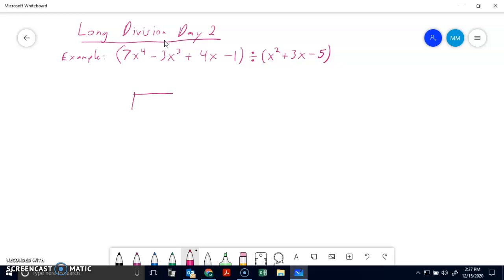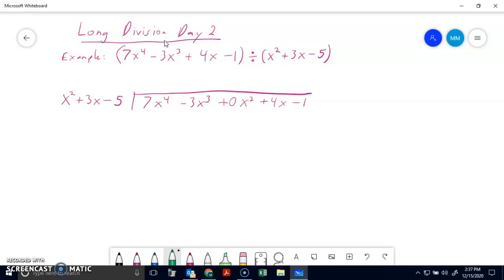So the steps are exactly the same. I just wanted to show an example of doing one like this. It's a little bit bigger. Not necessarily longer, just a little bigger. So we put our denominator on the outside. Put our numerator, including the missing x squared term, as a 0 inside.